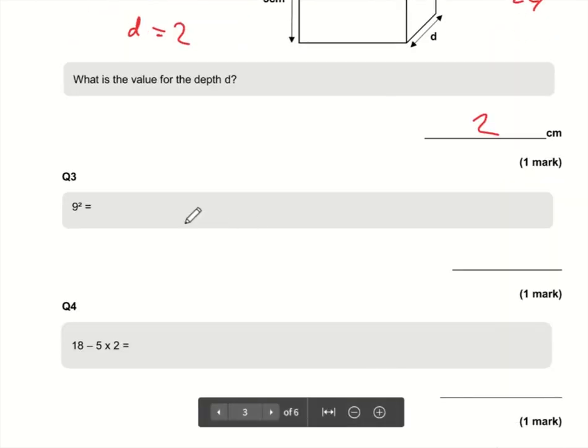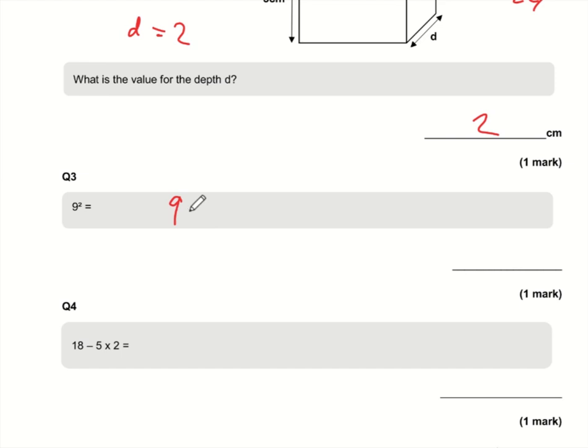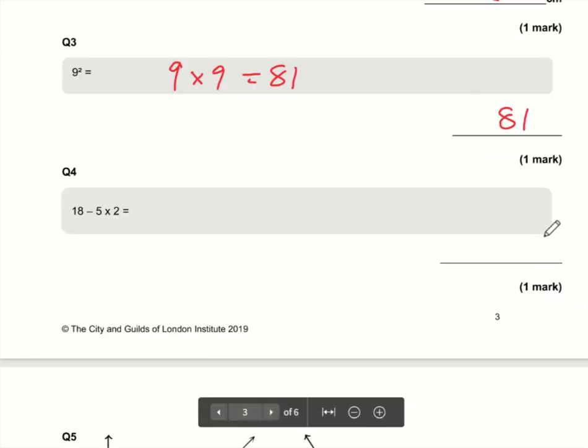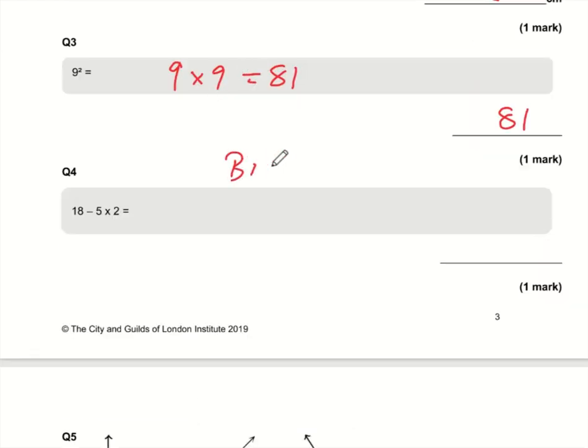Okay, so question 3 says 9 squared, so that means 9 multiplied by 9, and 9 9s are 81. Question number 4, this question is testing our understanding of BIDMAS. So here we've got subtraction and we have multiplication. Multiplication happens first, so 5 times by 2 is 10, so the question is 18, take away 10, so the answer is 8.